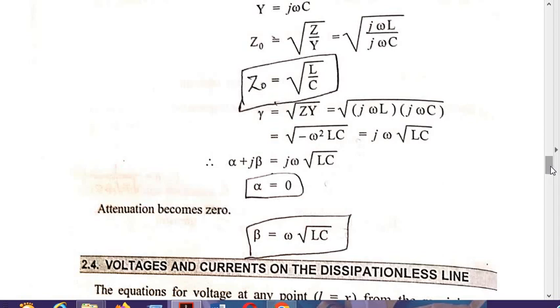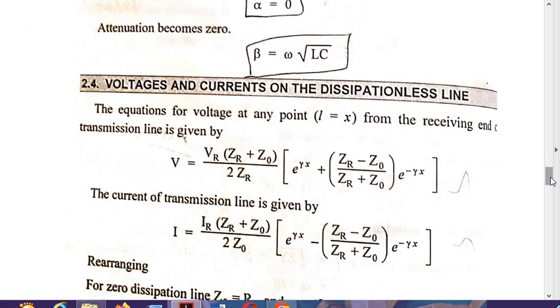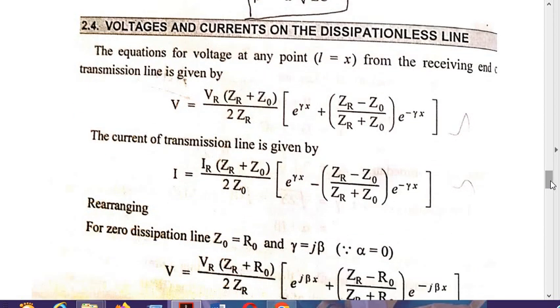So similarly, we are going to derive the values for voltage and current on the dissipationless line. We are going to consider that the length of the line is equal to x. So what will be the value of voltage and current for the dissipationless line?